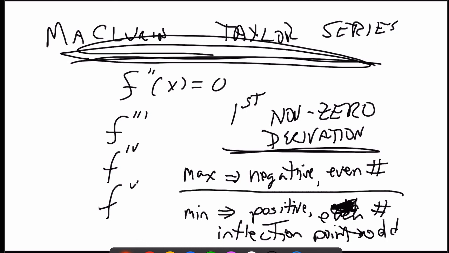So if it's one of the even derivatives, then negative for a max, positive for a min. Just like the second derivative is an even derivative, negative for a max, positive for a min. If the first non-zero derivative is one of the odd derivatives, the 3, the 5, then it's an inflection point. Okay? And you might actually have the case where it doesn't matter what derivative you take, it's always 0. And then, yeah, then we got nothing. Okay?